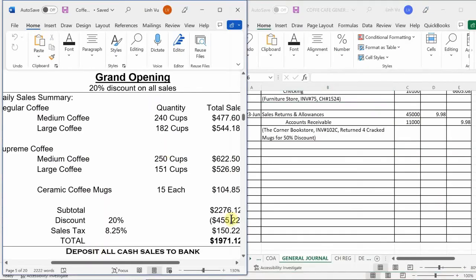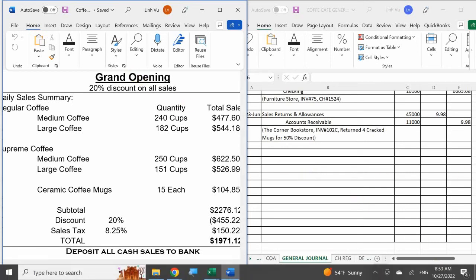So we got some grand opening sales. What do I need to record? Most likely you're going to have to split your transaction. You have to do the sales first and then the cost of goods sold will be after it on the new page, unless they all fit in here, but we'll see.